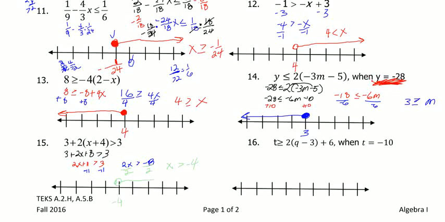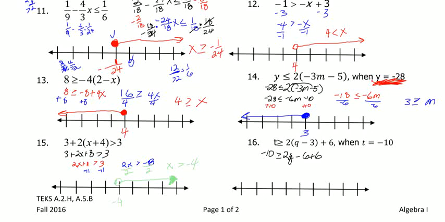Alright, now number 16 is just like number 14. Alright, so let's see, where are we going to go from here? Easiest first step is going to be our plug-in. So that's going to be negative 10 greater than or equal to 2. And I'm going to go ahead and combine a step here: 2q minus 6 plus 6. I did my distribution, okay? Now, next step, we're going to combine our like terms. So that's negative 10 greater than or equal to 2q.